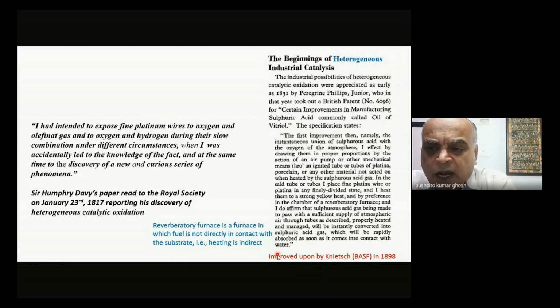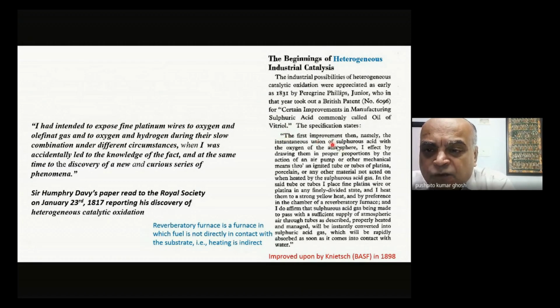And remember, such things did not fall from the sky. I repeat, someone had to discover them, someone had to invent them. And usually it was on the back of somebody else's work. Peregrine Phillips on the back of Humphrey Davy's work. But always somebody did something and somebody then took it forward. It's very interesting. So let's read it.